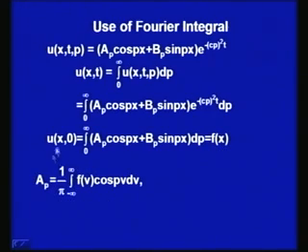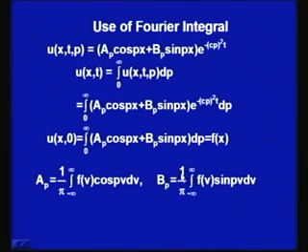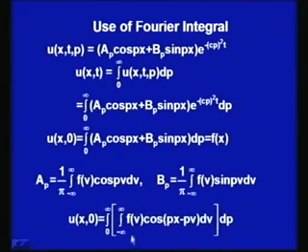So, using the formulas we just derived, we do know that we could write A_p as 1 upon pi integral from minus infinity to plus infinity f(v) cos(pv) dv, and B_p as 1 upon pi integral from minus infinity to plus infinity f(v) sin(pv) dv. Now, substitute this in our u(x,t), that is, in place of A_p and B_p I substitute these integrals and write the whole integral.